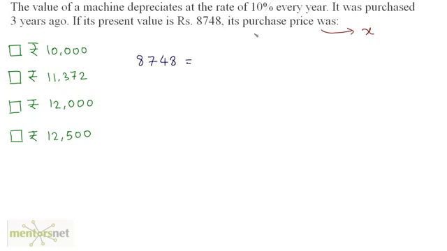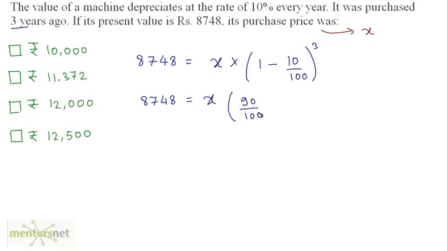8,748 is equal to the initial value, which is X, times 1 minus, because the value of this machine is depreciating, the rate is 10%, so 1 minus 10 upon 100 raised to N. N is 3 years, raised to 3. So 8748 is equal to X times (100 minus 10) which is 90 upon 100 cubed. We can cancel this 0 here. So we have X is equal to 8748 times 10 cubed upon 9 cubed.